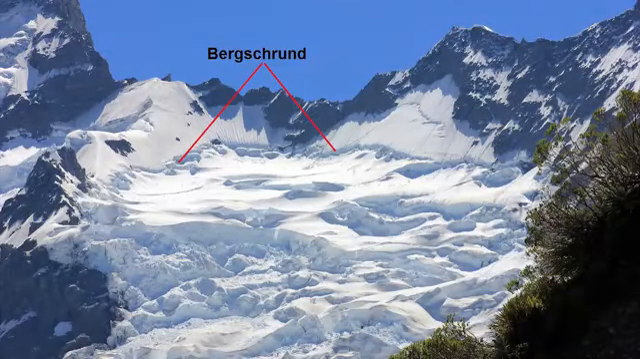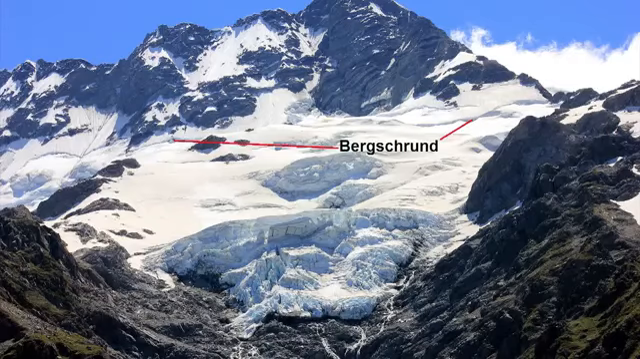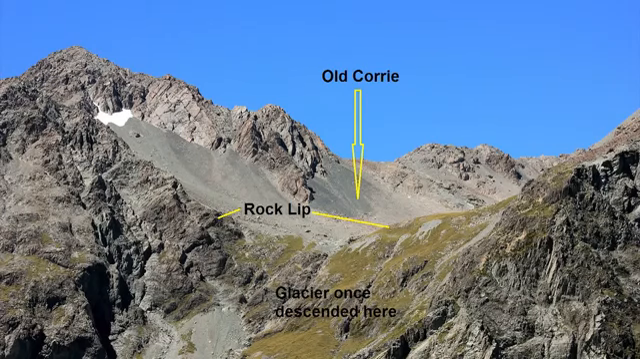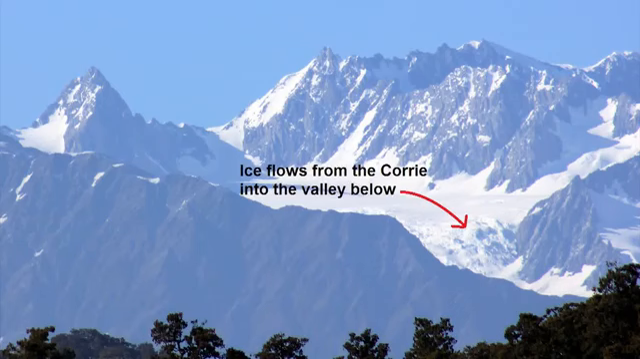Large crevasses on the top of the ice, called bergschrunds, allow water to flow into the ice, where it freezes to create more ice. The bottom of the corrie is eroded by abrasion, as the ice moves in a circular motion known as rotational slip. At the front of the ice the erosion is less, causing a lip of rock to be left there. As more ice accumulates, it flows over the lip and into the valley below, forming a glacier.